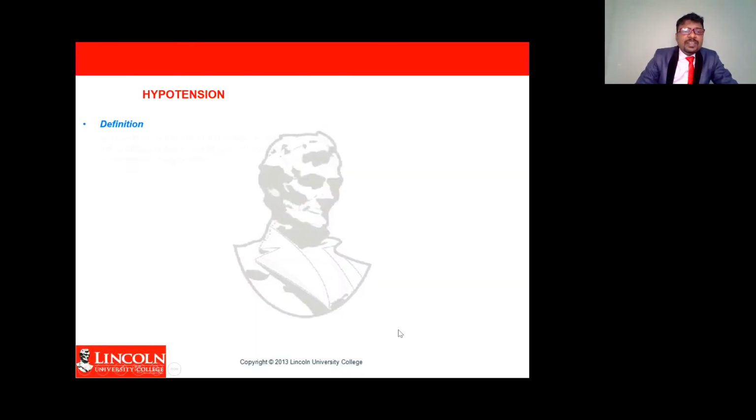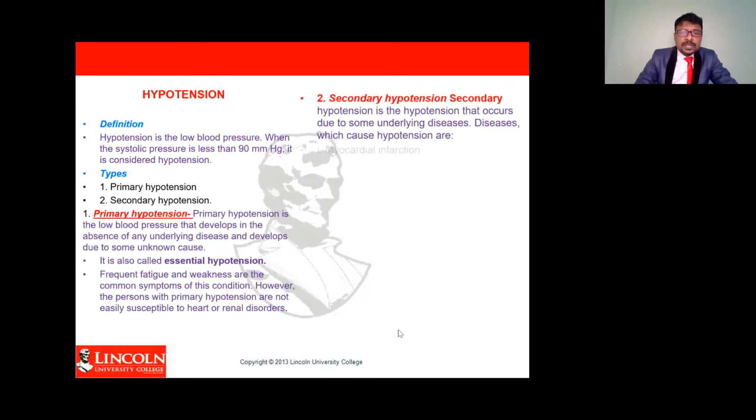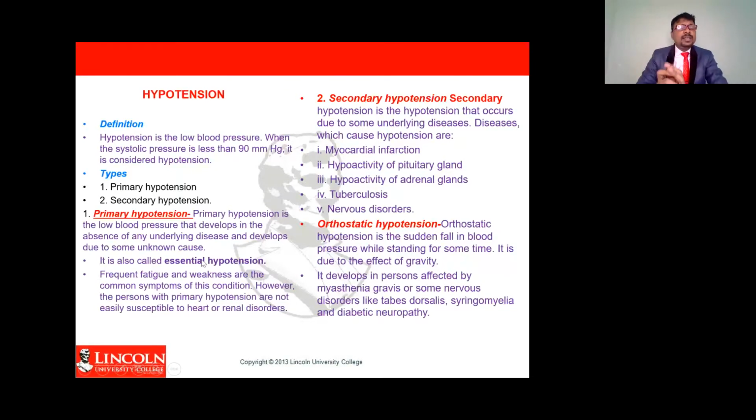So another pathological variation is hypotension. Hypotension is a decrease in the blood pressure. This also has two types: primary hypotension and secondary hypotension. Primary hypotension means there is no proper causative factor, same like hypertension. There is no reason, but they get low blood pressures. So this is called essential hypotension.